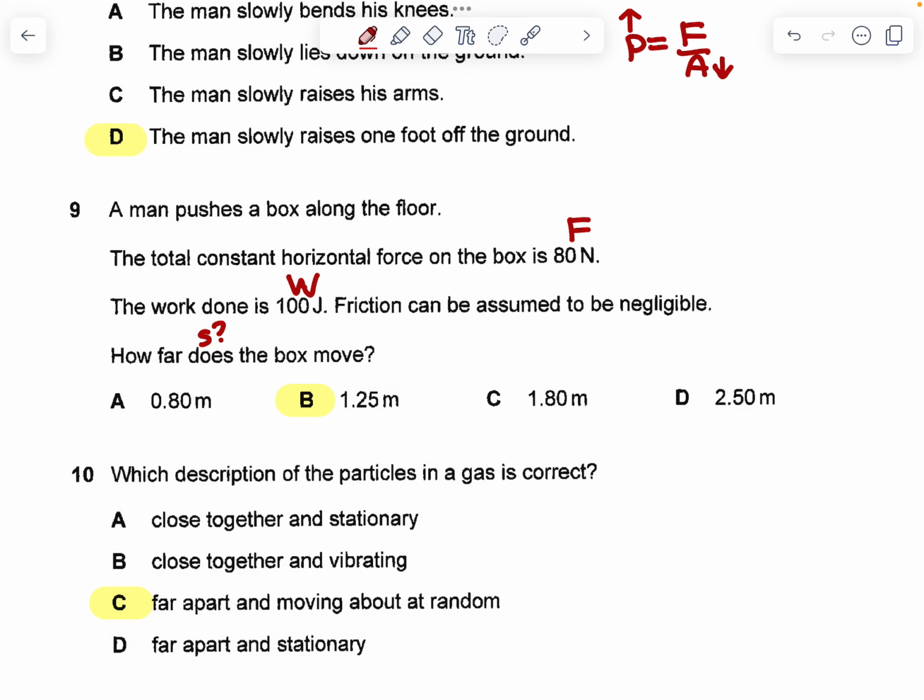The formula: W equals F times S. We know W is 100. The force is 80 newtons times S. You can find that S is equal to 1.25 meters. And that's the displacement.